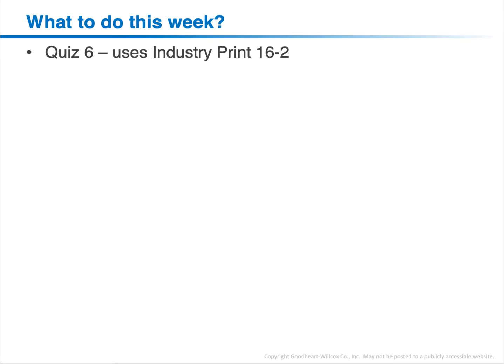What do we do this week? So we've already had Unit 15 and the quiz that goes with Unit 15. I need you to do quiz number 6 as well. That uses Industry Print 16-2. Industry Print 16-2 is found on page 337. There are also some review questions on page 333, and I will upload the solutions for those into DC Connect.